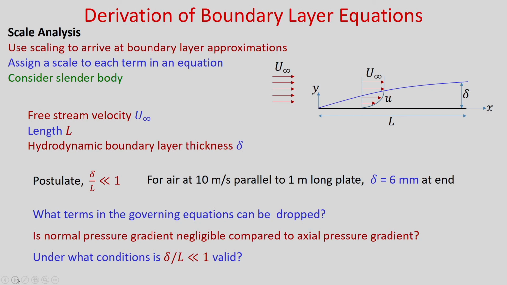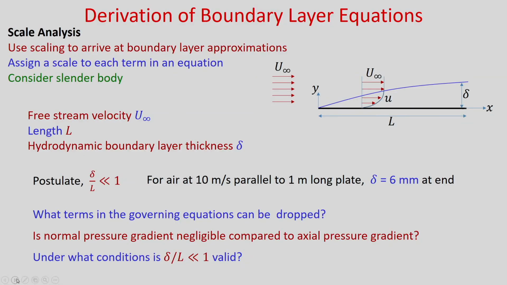We assign some scale to each parameter, and we will see the order of magnitude of each term in the governing equations. So, scaling is used to estimate the order of magnitude of each term in the Navier-Stokes equation, and we drop the terms of higher order, and in this procedure a scale is assigned to each variable in an equation.